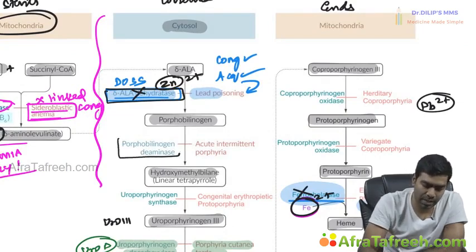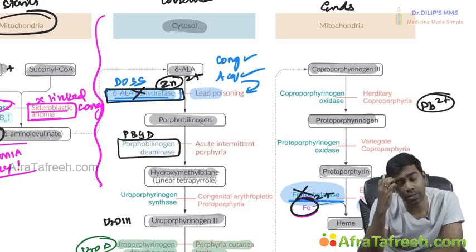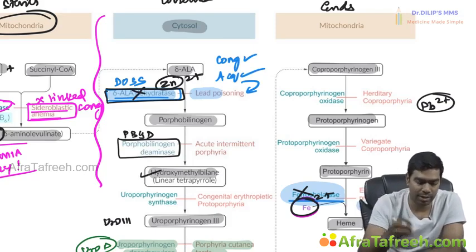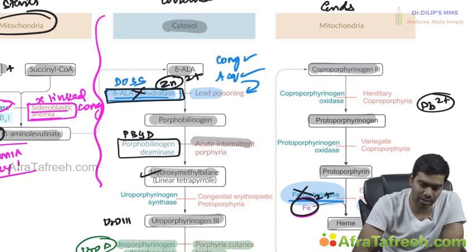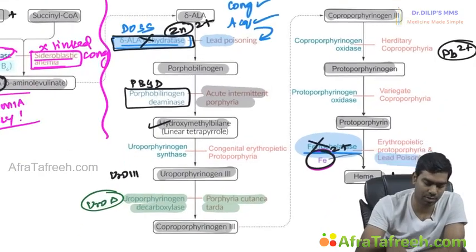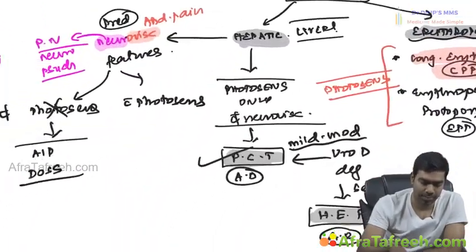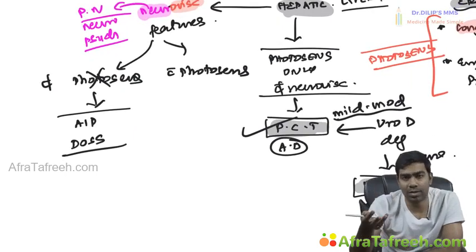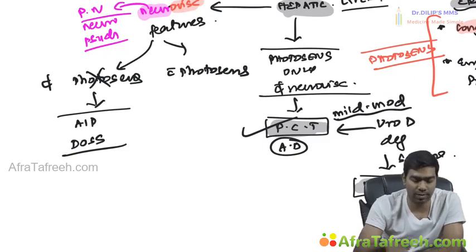And if you have a PBG deaminase deficiency, porphobilinogen deaminase, which you can simply write as PBGD, and certain biochemistry textbooks give HMB synthase enzyme also, it will result in acute intermittent porphyria, the second most common porphyria in the world, which we are going to discuss in the subsequent topics. So these are two porphyrias with neurovisceral complications but without photosensitivity.